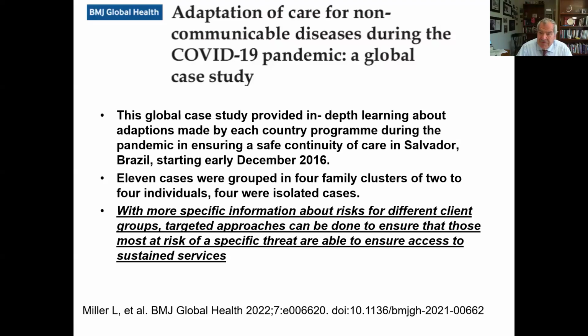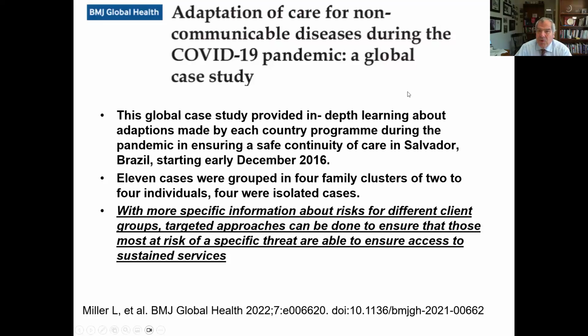This is just a very, very simple piece looking at how individuals at this point during the pandemic were getting the services, in this case in Salvador, Brazil. We all want that to be the case. It was a very, very simple study, and for this particular case series, they were suggesting that while COVID is there, you can make adjustments in your delivery system, and they were successful in having that access to care.